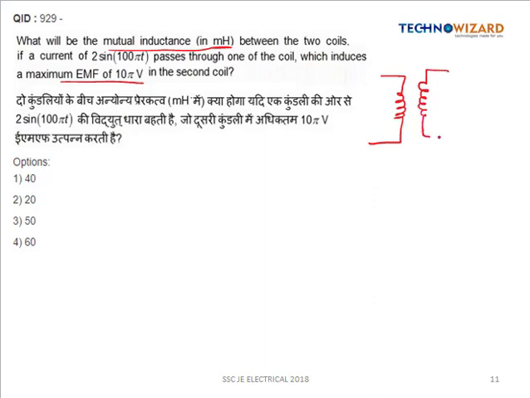So in the first coil the current I1 is flowing, which is inducing a maximum EMF in the second coil. So this will be equal to E2 maximum, whose value is given as 10 pi volt. Now we have to find out the value of the mutual inductance. We know that the voltage induced is given by L di by dt.